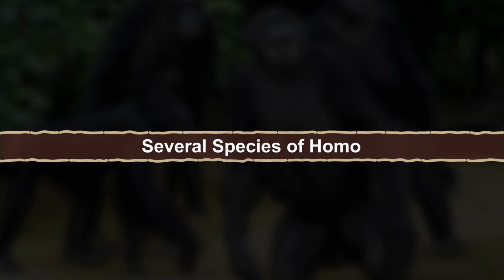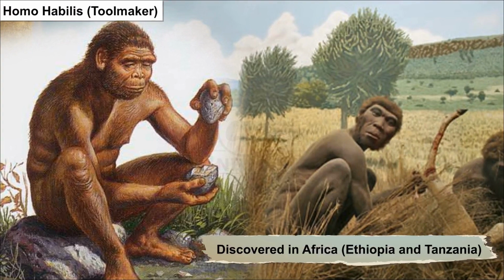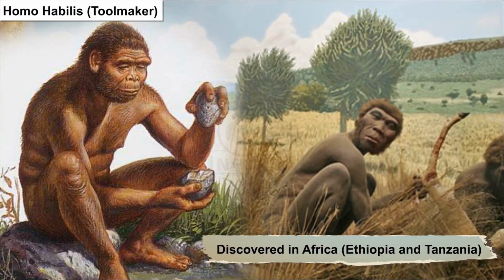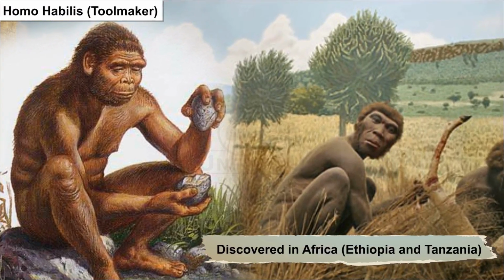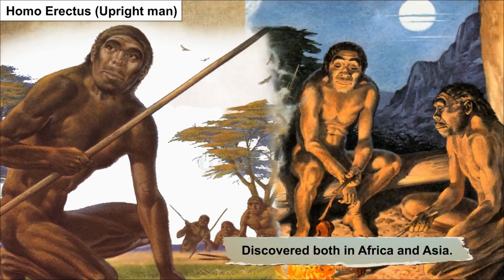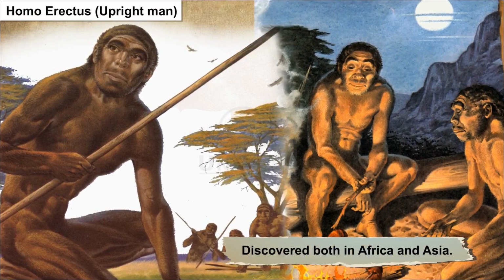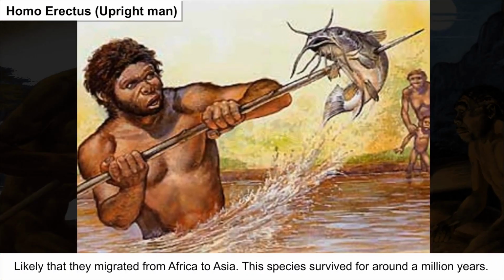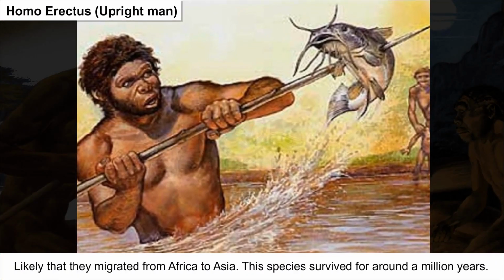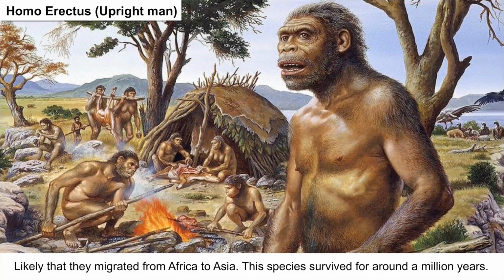Several species of Homo. Homo habilis, toolmaker, discovered in Africa, Ethiopia and Tanzania. Homo erectus, upright man, discovered both in Africa and Asia. Likely that they migrated from Africa to Asia. This species survived for around 1 million years.